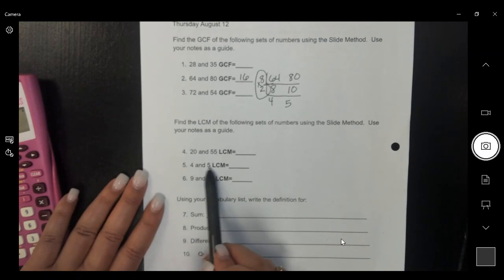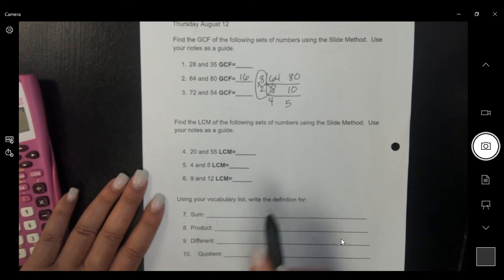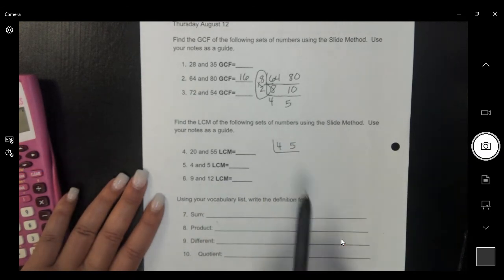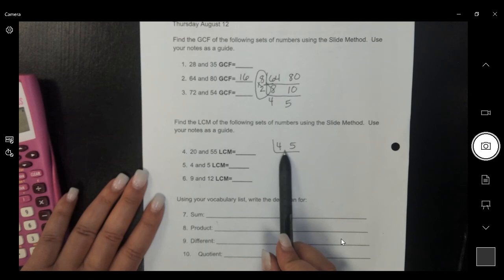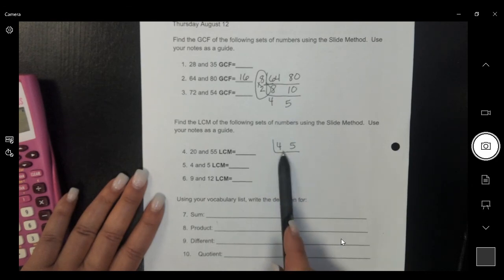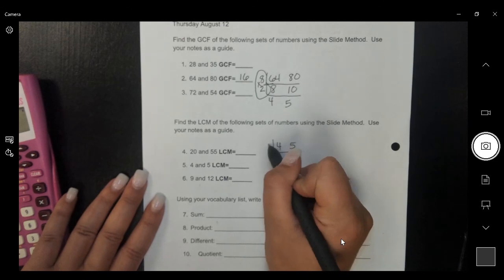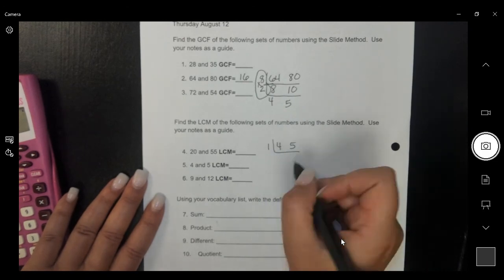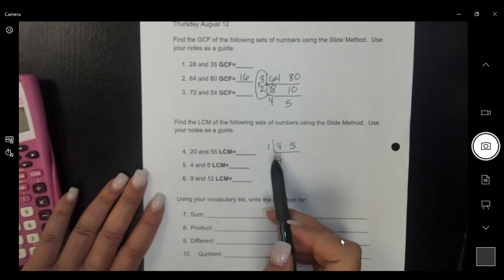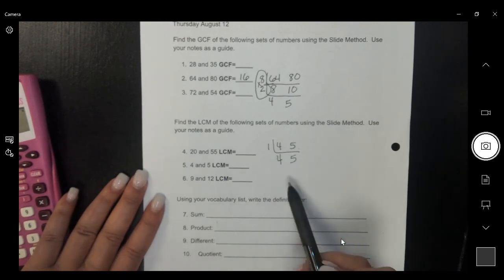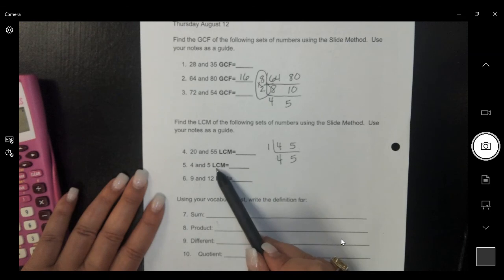All right, number 5. I heard several of you had a question about number 5 when you were working on it today. So if you look at 4 and 5, we're trying to find the LCM of 4 and 5. We just talked about it up here. It's back to back on the number line. There's nothing that can go in it except for 1. So if I pull 1 out of it, I have 4 divided by 1 is 4, and 5 divided by 1 is 5. So nothing really changed, but we need to find the LCM.